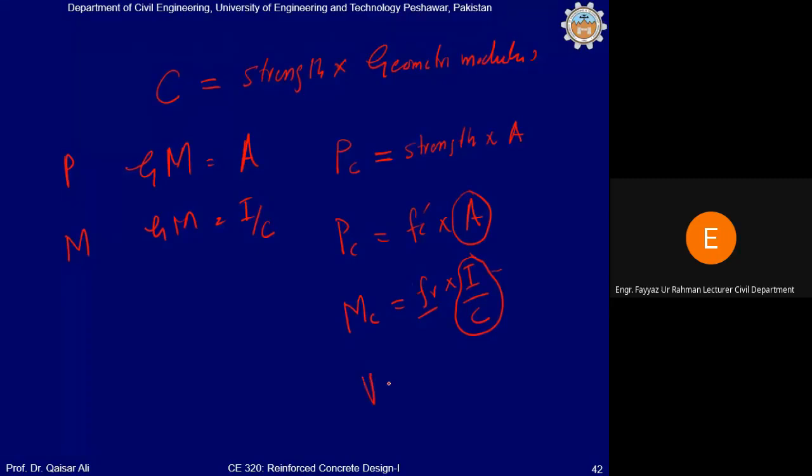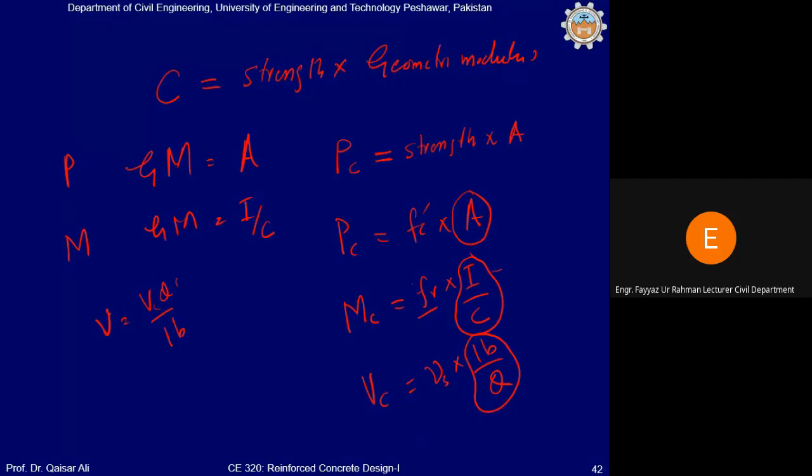Acha, in case of shear strength, shear capacity, for the shear stresses, the equation was VQ divided by Ib. So from this you can calculate the shear capacity. It will be equal to shear strength multiplied by Ib divided by Q. So in this case, the geometric modulus is Ib divided by Q. This is the shear strength and this is the geometric modulus.